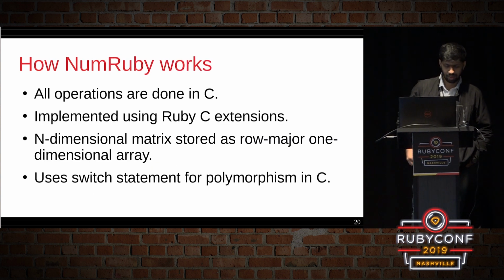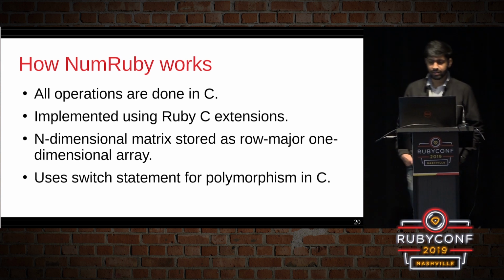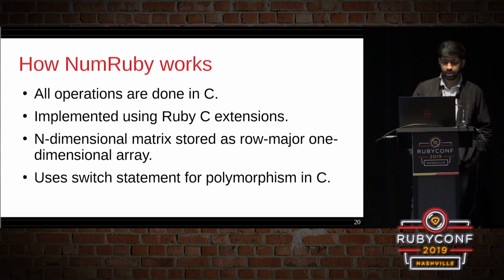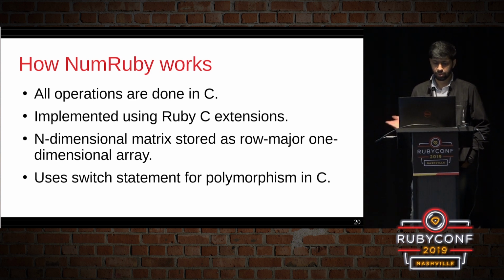Then let's take a look at how NumRuby works internally. First off, we have written the backend completely in C, and it's been implemented using the standard Ruby C extensions API. And the n-dimensional matrix is stored as a row major one-dimensional array. It's because that will make all the internal operations pretty simple to do.